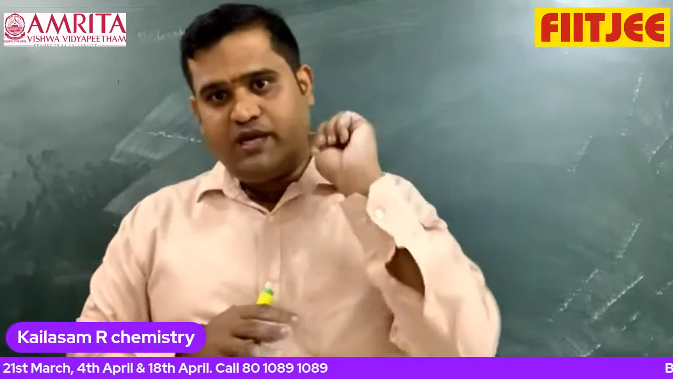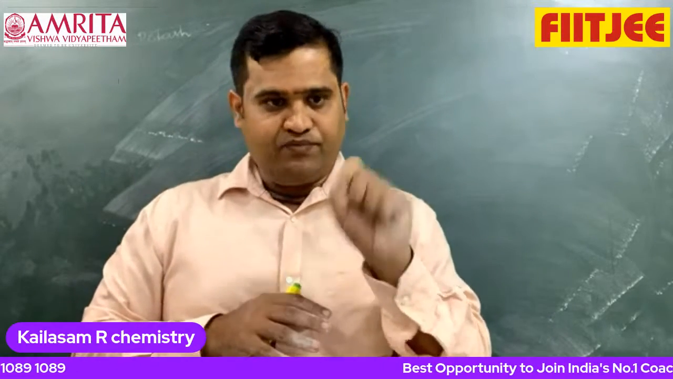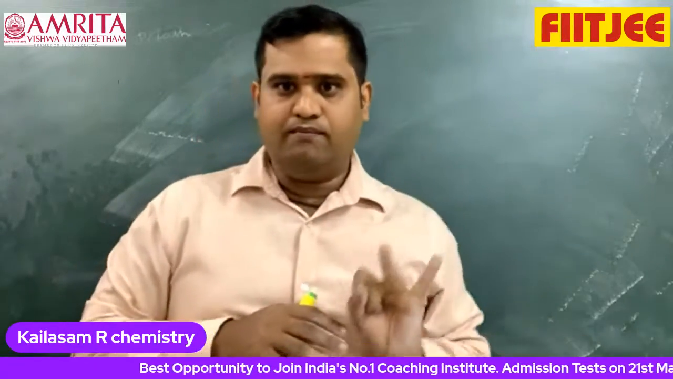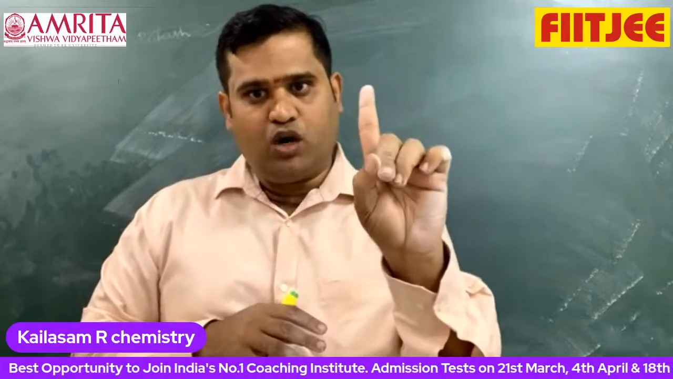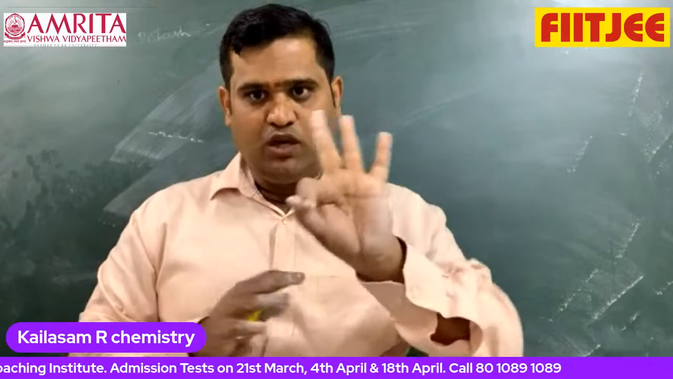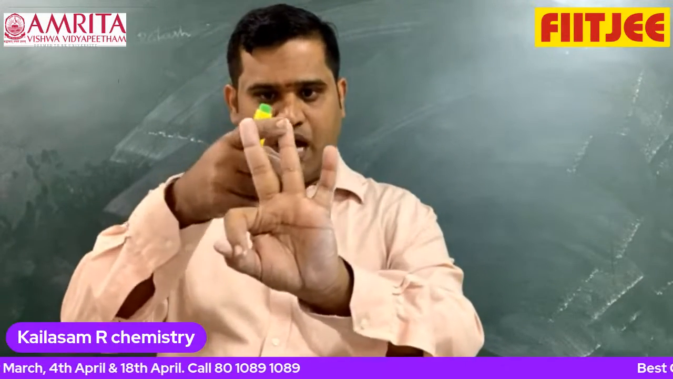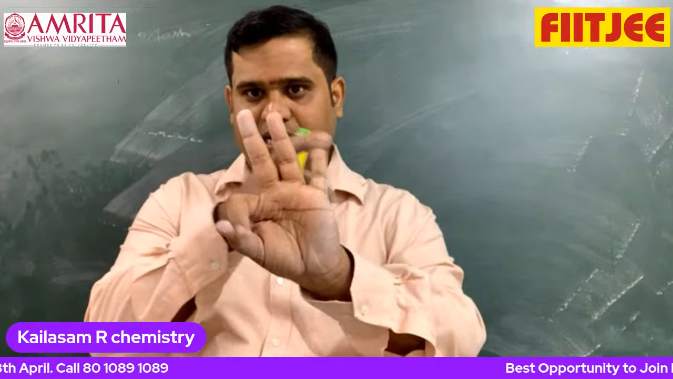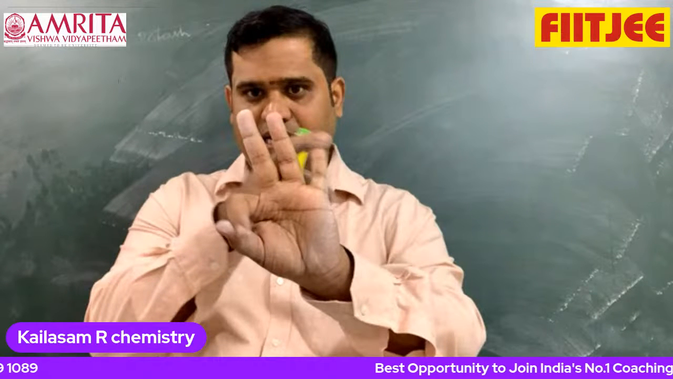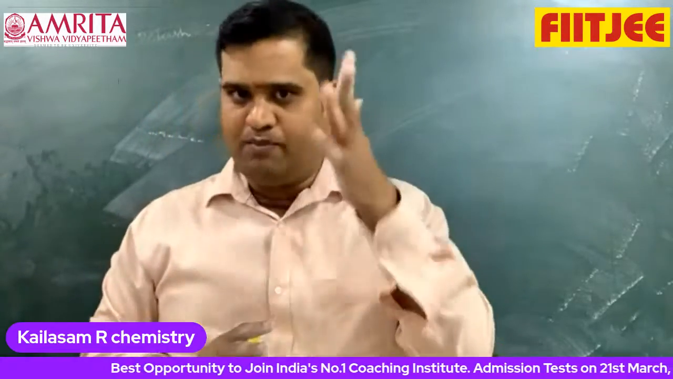It's like an address. There are 4 important quantum numbers, and please keep it in your mind: principal quantum number, azimuthal quantum number, magnetic quantum number, and spin quantum number. The quantum mechanical treatment explains only 3 quantum numbers: principal, azimuthal, and magnetic. The spin quantum number is not explained by quantum mechanics, it is explained by the spectroscopic method. It is not required now, just keep it in your mind.